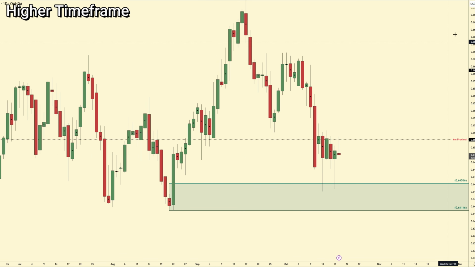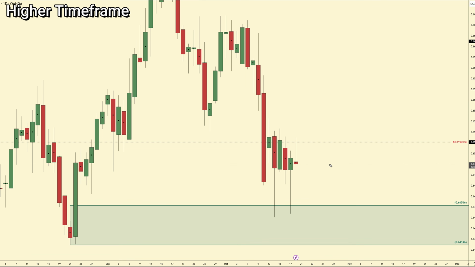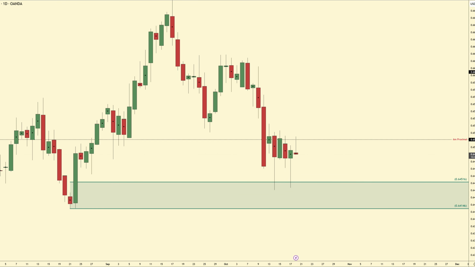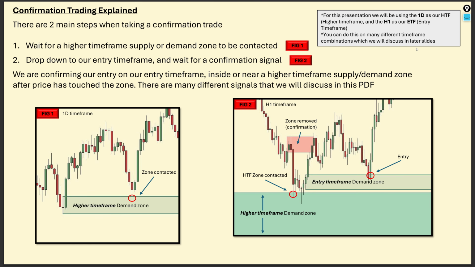So we simply had our daily area of demand down below, and we are waiting for that demand zone to be contacted. If you look here, the zone was not contacted right here, but the zone was contacted right here. And that, to me and to everybody trading confirmation, is going to be our signal.